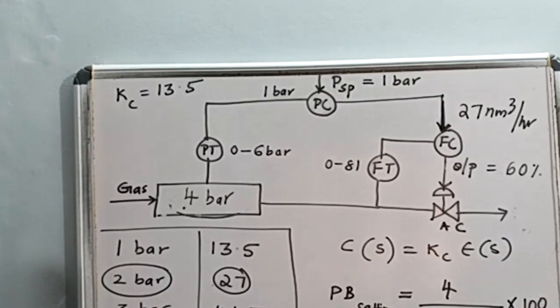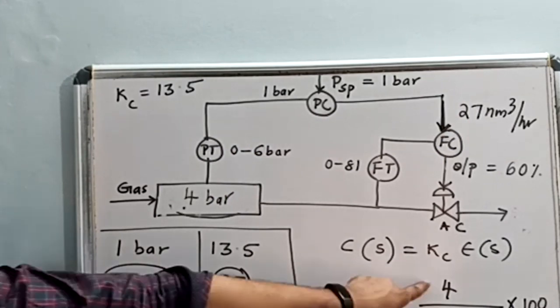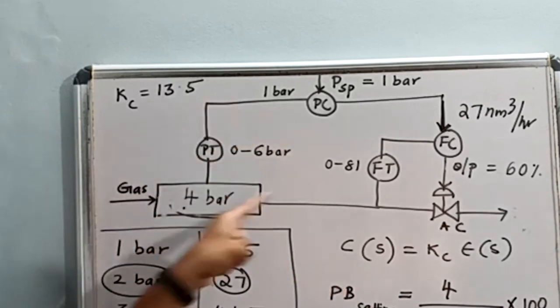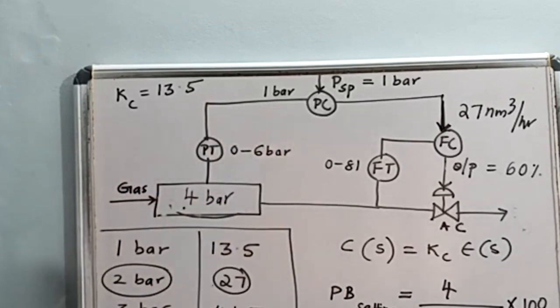Now you may ask, sometimes you may ask, why are we not taking 27 by 54? Because we are interested in the proportional band setting. Proportional band is always connected with your error. So you will be getting proportional band setting equal to 200. Clear? So this is the meaning.